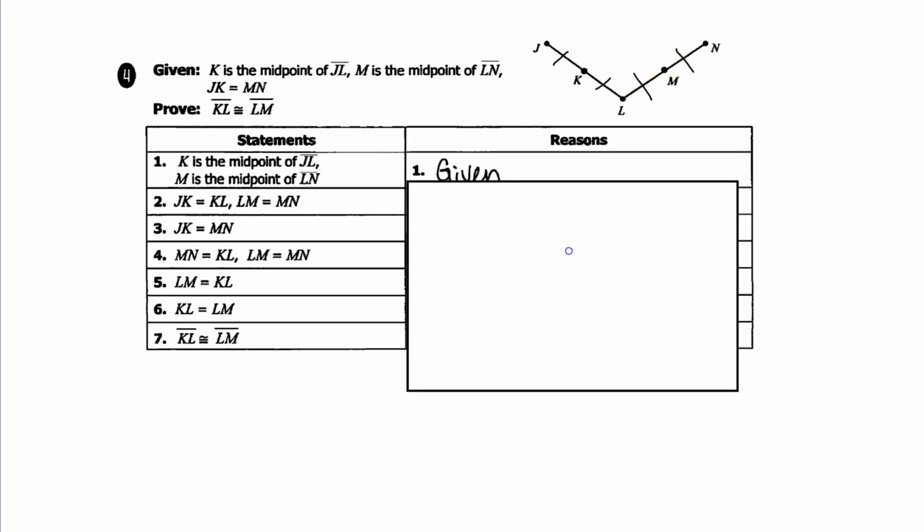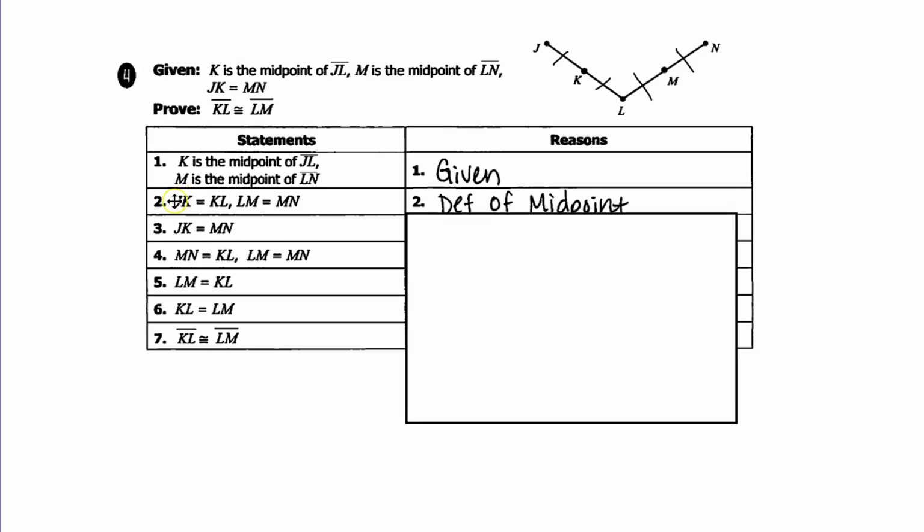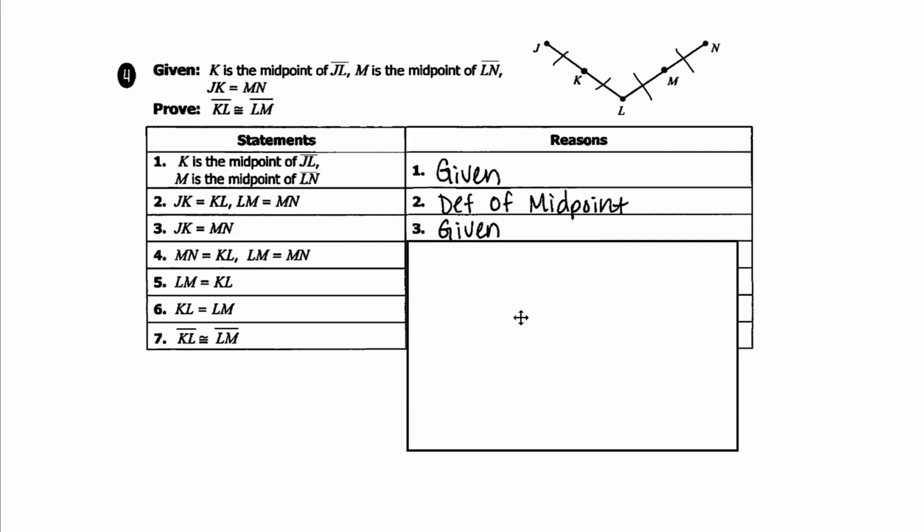So we have our given, and it says that JK is equal to KL and LM is equal to MN. Yep, because those are definitions of a midpoint, right? Then we have JK equals MN. Well, that's going to be a given, right? It's right there.